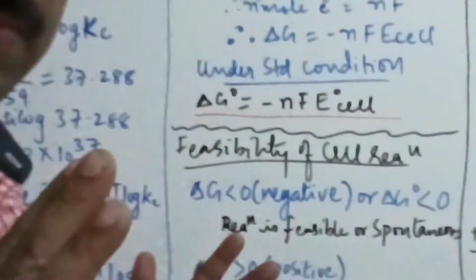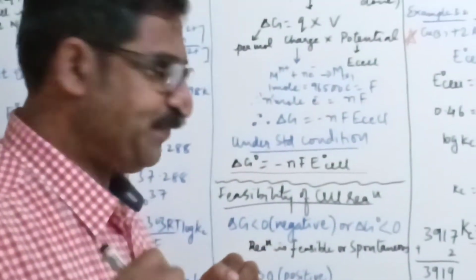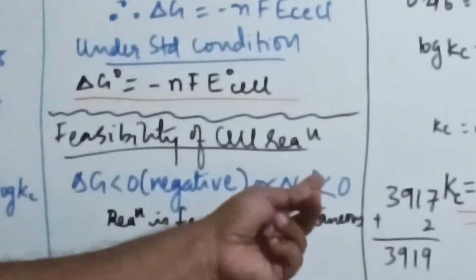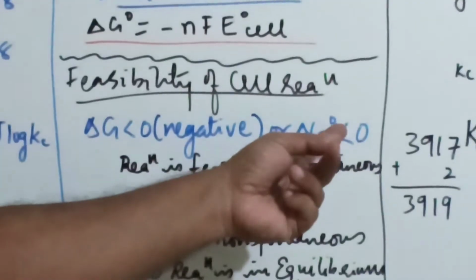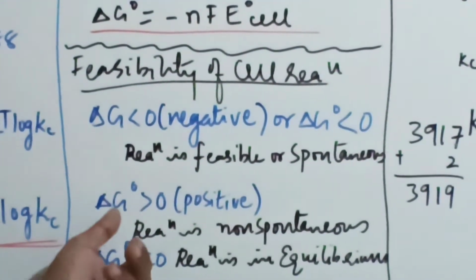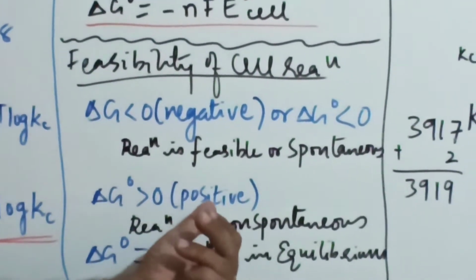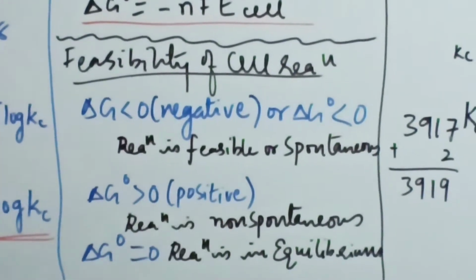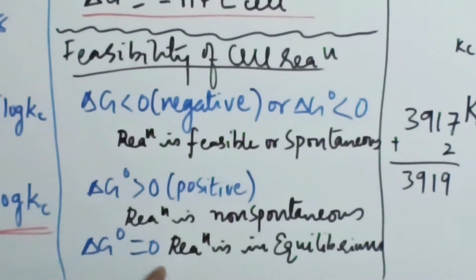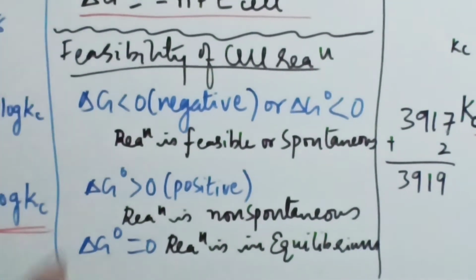If at all reactions will occur, what are the necessary conditions? Delta G less than 0, that is negative. If we consider standard condition, it will be delta G naught less than 0, so the reaction is feasible or spontaneous. If delta G naught is greater than 0, the value naturally will be positive, the reaction is non-spontaneous. If delta G naught is equal to 0, the reaction is in equilibrium state. So this is about the feasibility.